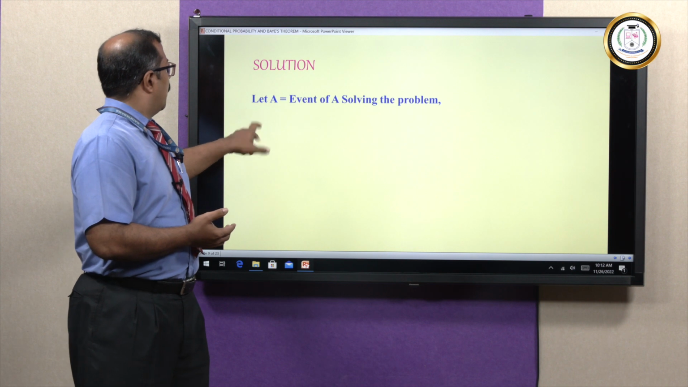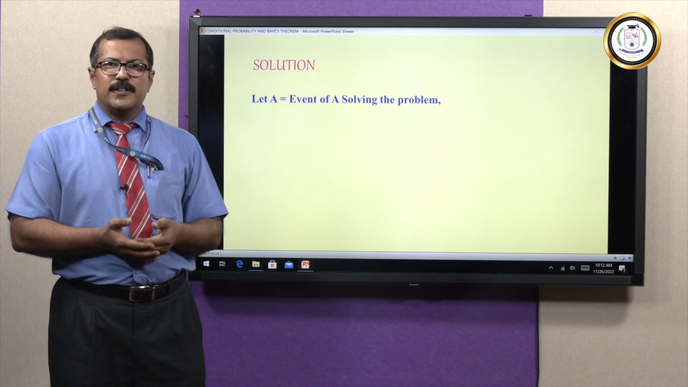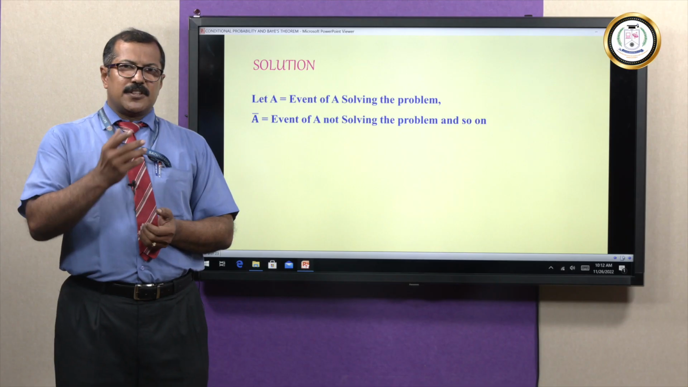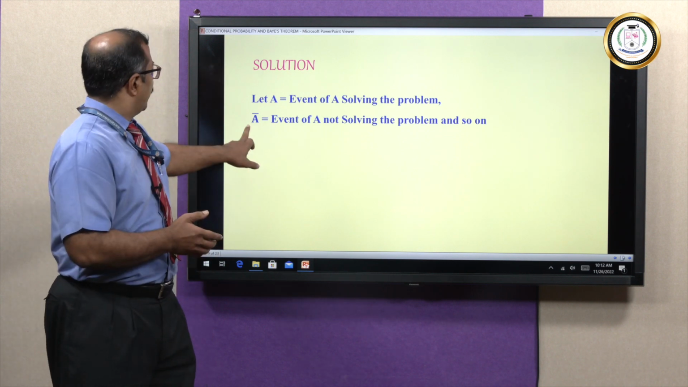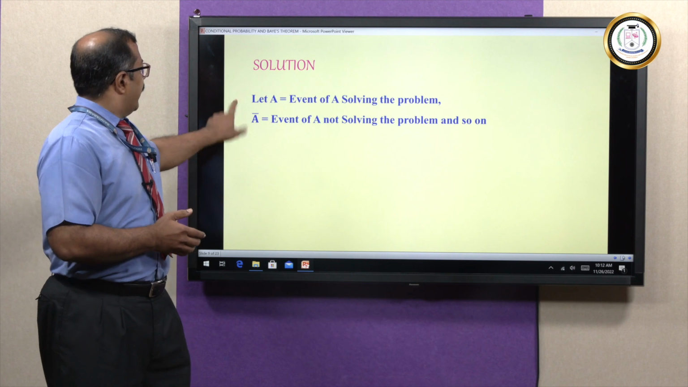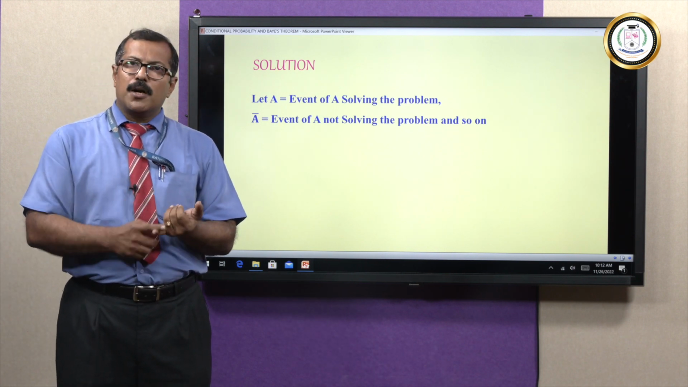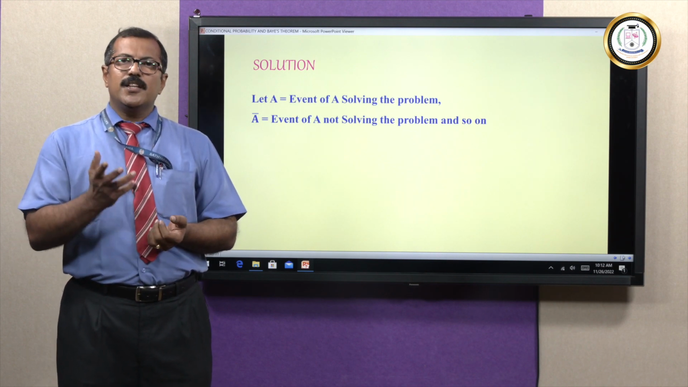So first let us try to symbolize the information. Let A be the event of A solving the problem. Likewise, B will be B solving the problem, and C will be C solving the problem. A complement, denoted as A bar or A power C, both represent the complement of an event. Here we are denoting it as A bar. A bar represents the event of A not solving the problem. In the same way, B bar represents B not solving the problem, and C bar represents C not solving the problem.